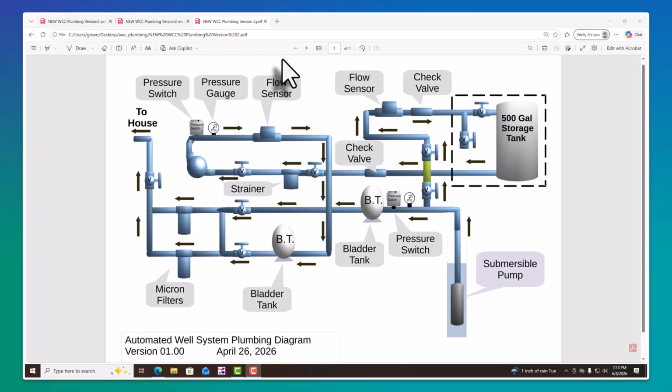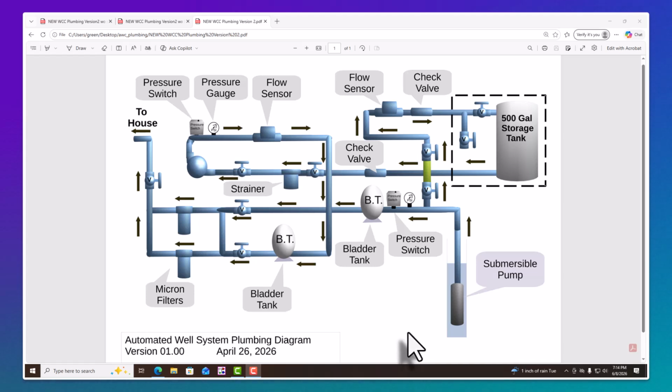Now this diagram shows the full system as it is right now. Okay, so it includes both the old and the new. Remember, on the previous one, it had everything just like it is here, except it did not have this section of pipe here and that valve. But as the system is right now, I have both systems, all of both.